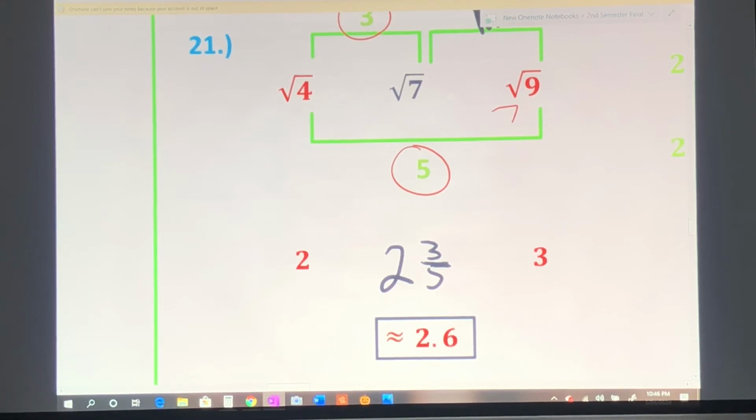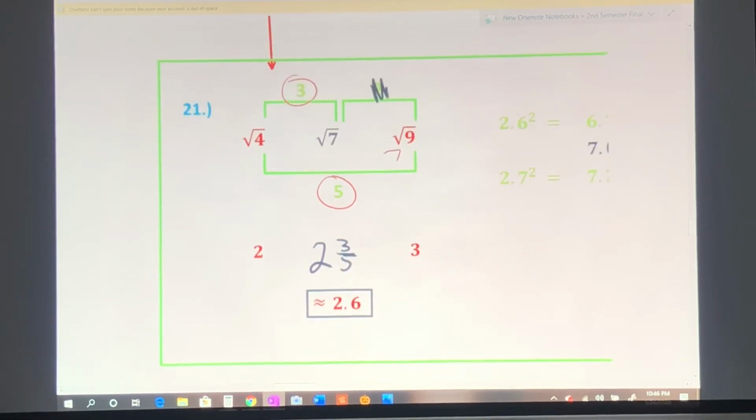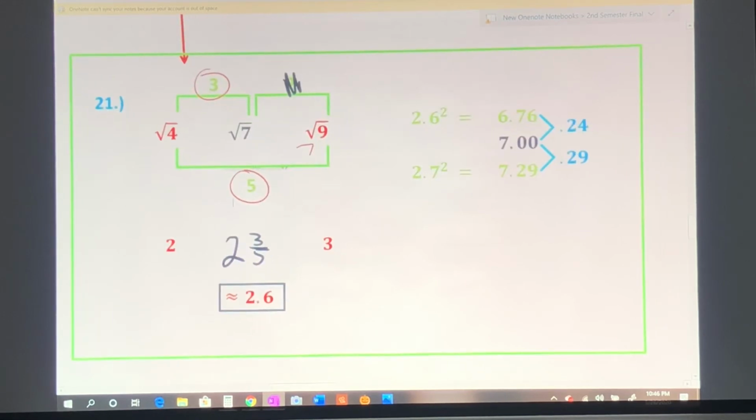Do I need to be more accurate? You can do this. Take 2.6 and square it. Take 2.7 and square it. 7 sits in between both of these numbers. Which one is it closer to? It's only 0.24 away, so it's closer to 2.6. And that's what I already had. Okay.